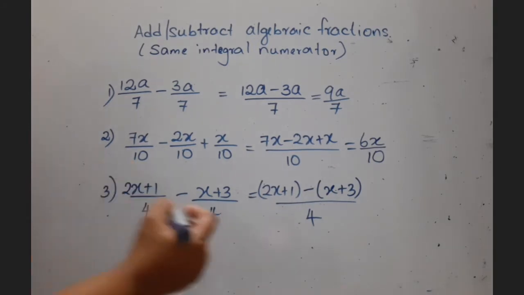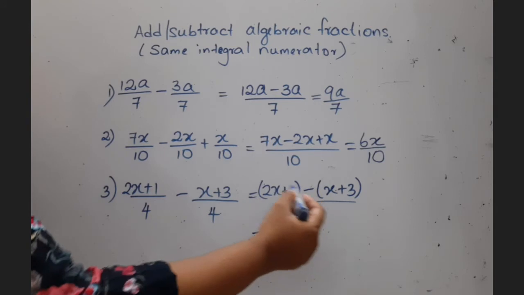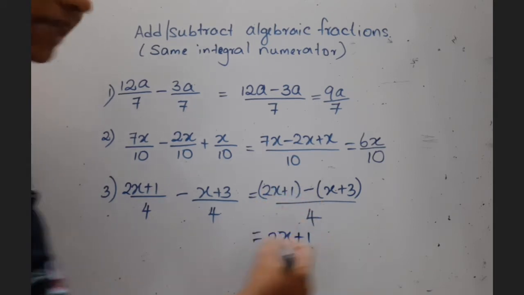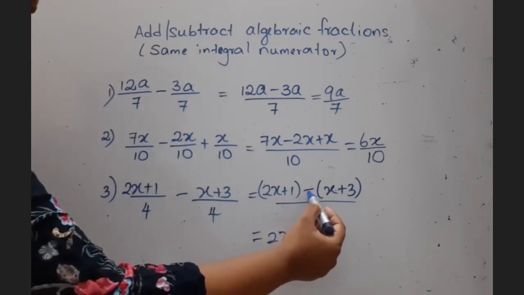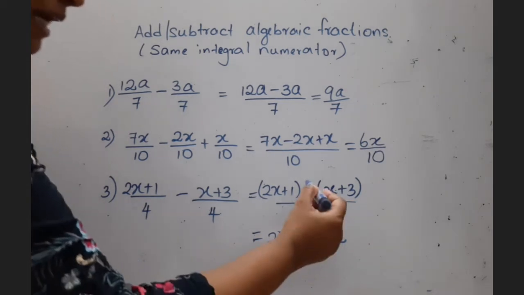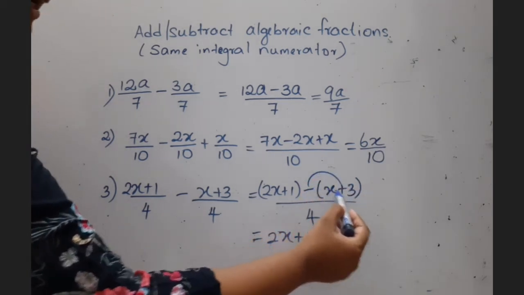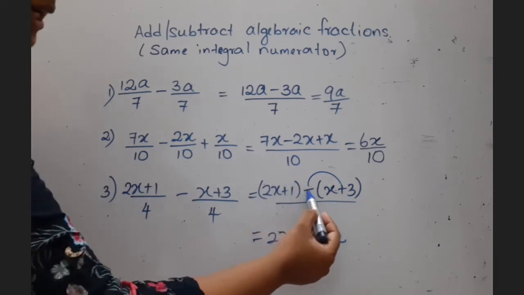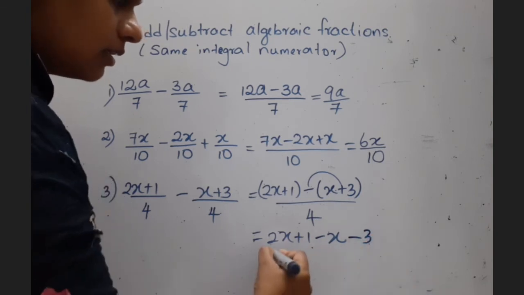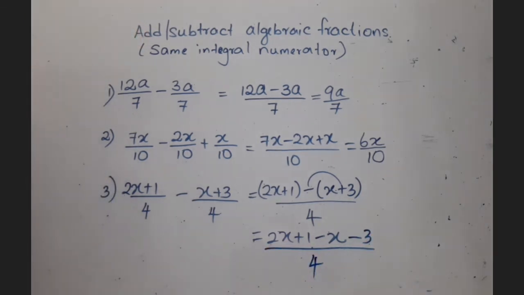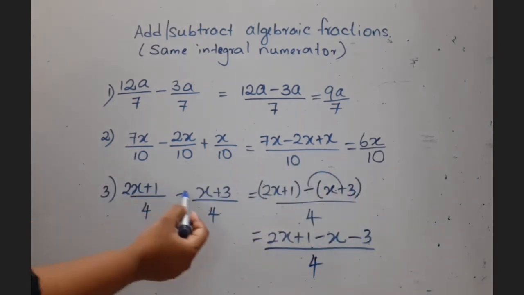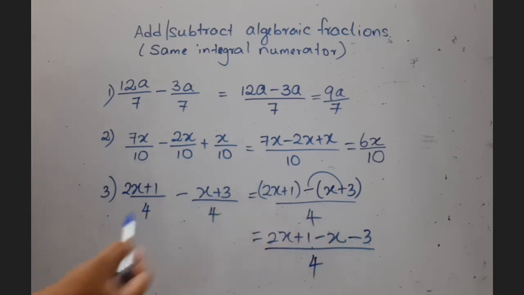Now let's expand it. This becomes 2x plus 1, that remains the same. Whereas here minus into plus becomes minus x, and this one will also become negative 3. Why? Minus into plus, negative into positive, is negative 3. Do you understand the importance of putting them within the brackets? If you don't put the brackets, you will simply write it as positive.